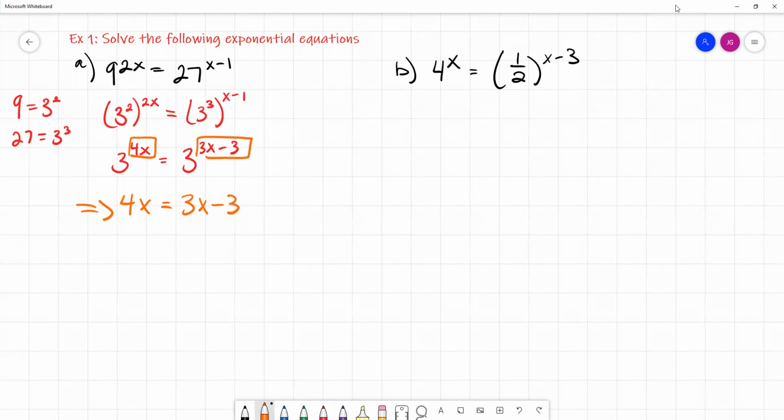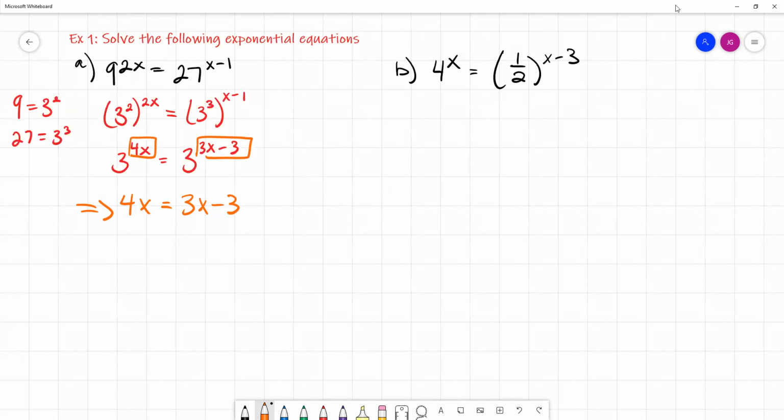And you can't do this unless you have the same base on both sides. And it has to be exponentials on both sides. If this was 3 to the 4x equal to just 3x minus 3, I would not be able to do anything here. I would not be able to do this nor just anything else in general.